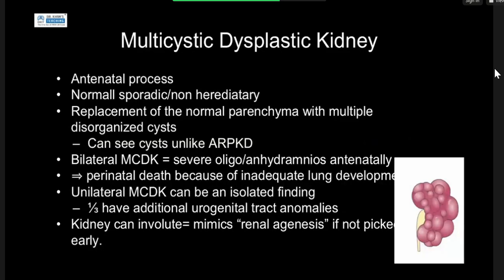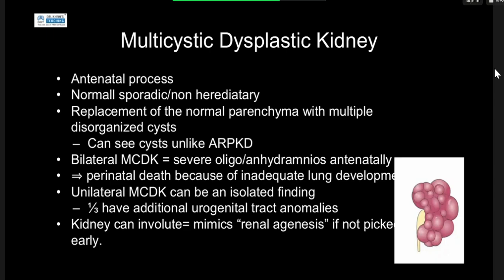So multicystic dysplastic kidneys. Like I said, this is an antenatal process. It occurs in utero. Sorry, there's a typo here. It should say normally it's sporadic or non-hereditary. So unlike autosomal recessive and autosomal dominant polycystic kidney disease, there's no family history. It's where you get a replacement of the normal parenchyma with multiple disorganized cysts.